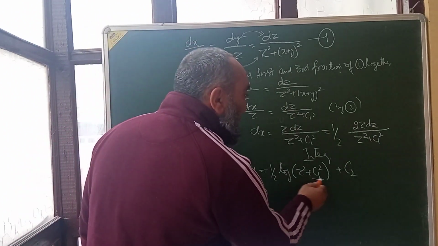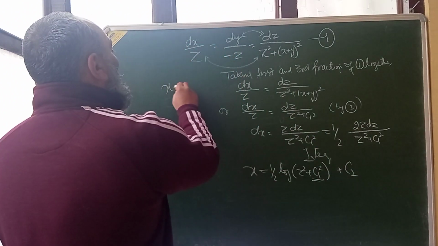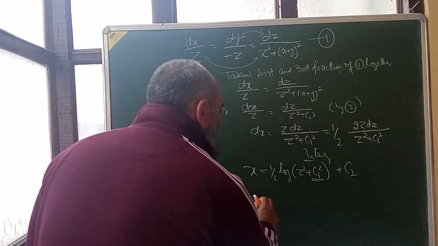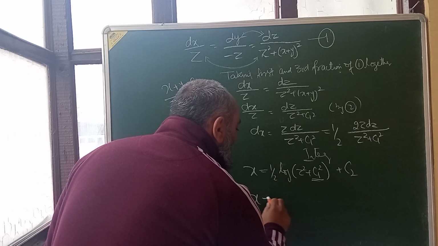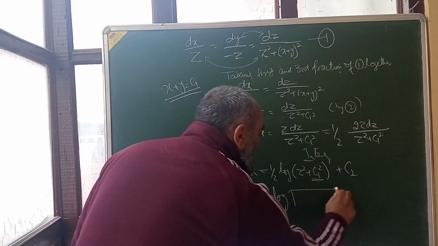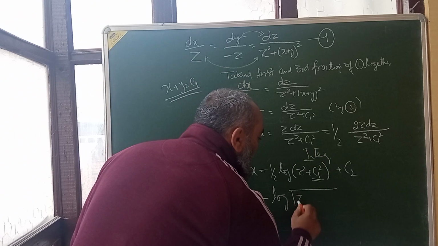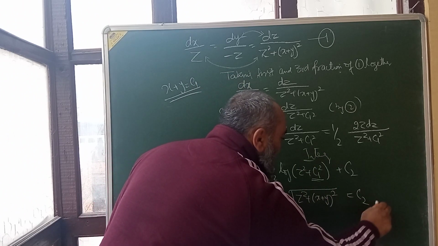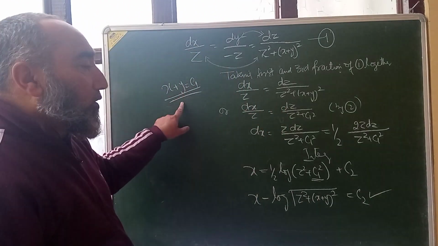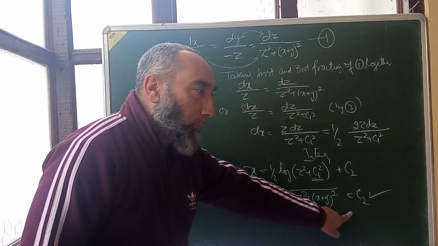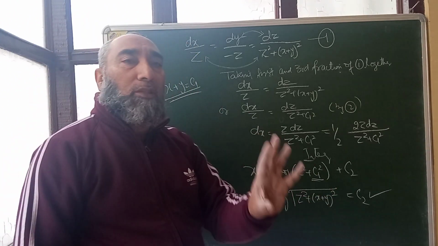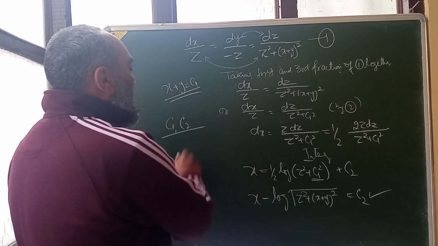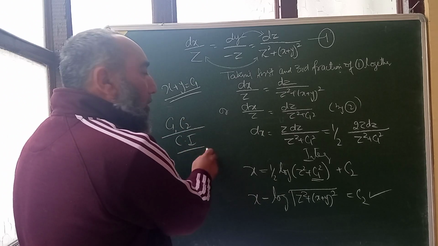Now, what is c1? Your c1 is x plus y equal to c1. This is your first solution, okay? I will use that. So, x is equal to minus log of under root of z square plus c1 square, that is, x plus y whole square is equal to c2. This is the first solution and this is the second solution. So, c1 and c2 together give the complete solution. Right? c1 comma c2 together give the complete solution, the complete integral or complete solution.